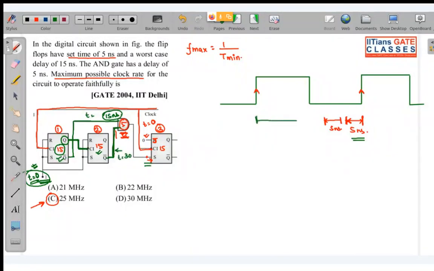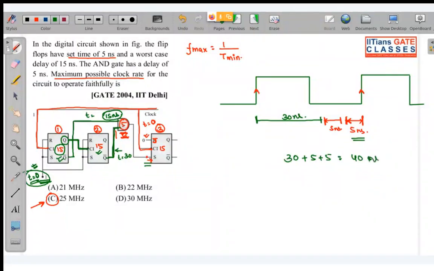So this much time is what? This is 30 nanoseconds. In total, how many nanoseconds between two active edges? 30 plus 5 plus 5, so that is 40. This will be your minimum time period of the clock whenever there is worst case delay or setup time.